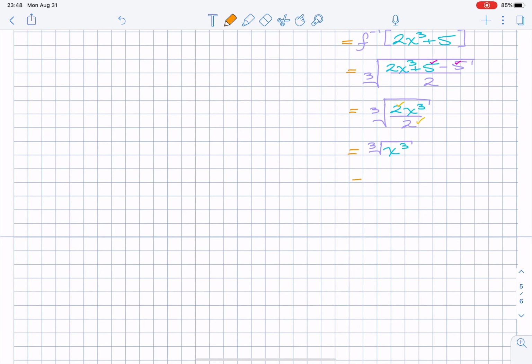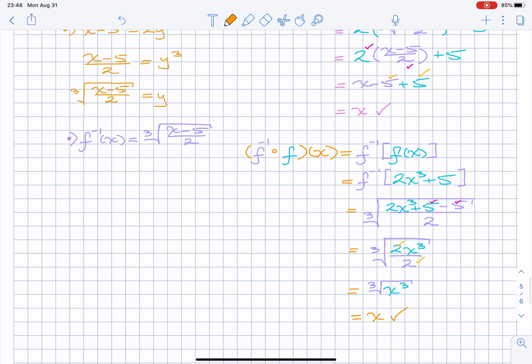So we've done it. We've shown that f and f inverse undo one another. And I will see you guys in the next section.